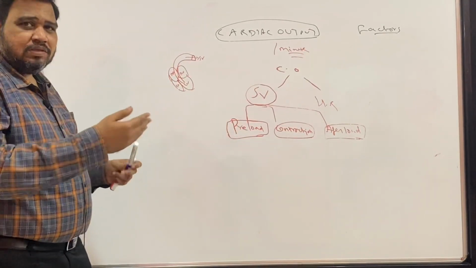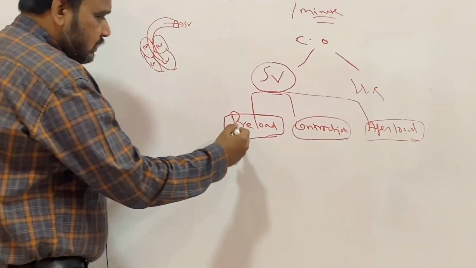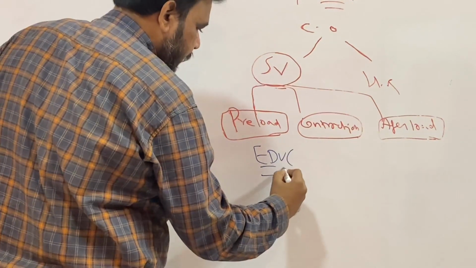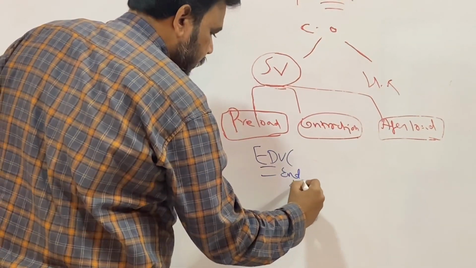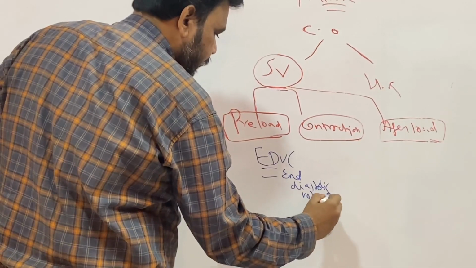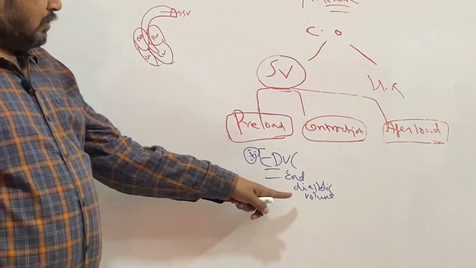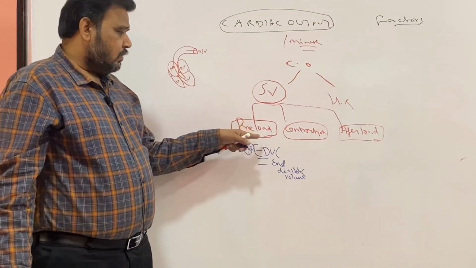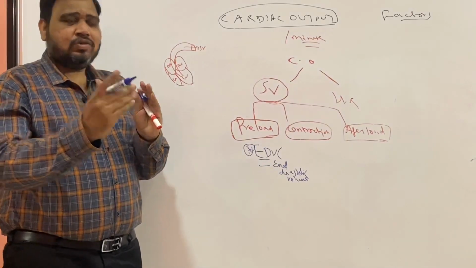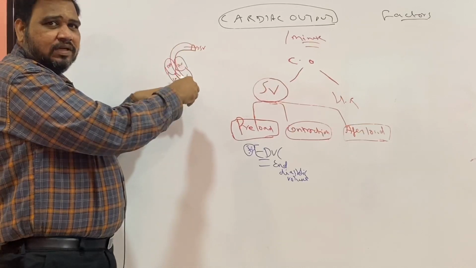Preload is whatever is going to come into the heart, otherwise called end diastolic volume. End diastolic volume is the one which determines the preload. What do you mean by end diastolic volume? Diastole means ventricle relaxation. So when the ventricle is relaxing fully, how much blood is present in it?